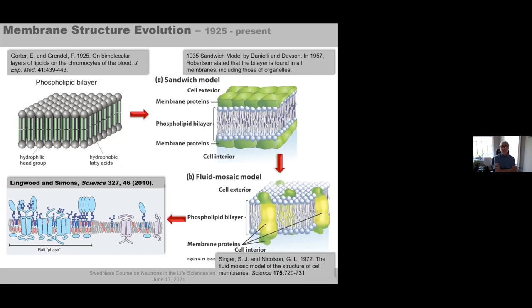You can see that I'm giving you a timeline of 100 years, where it's taken us 100 years to go from 1925, where Gorter and Grendel effectively came up with the membrane being a bilayer, to the current state where we think of the membrane as a lateral heterogeneous superstructure, and all the iterations in between. There was the sandwich model by Danielli and Davson, which started in 1935 and was modified in 1957. And then the fluid mosaic model, which many of you would have heard of in your biochemistry or biophysics classes, with Singer and Nicolson in 1972. So even just getting the arrangement of the various biomolecules, the lipids, the proteins, the carbohydrates, etc., in a fashion that actually makes some sense took us 100 years.